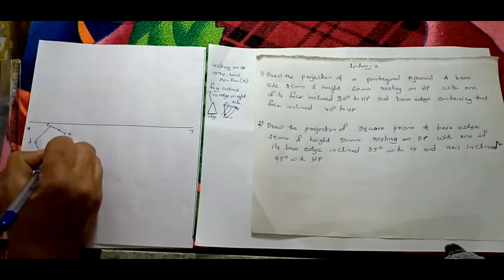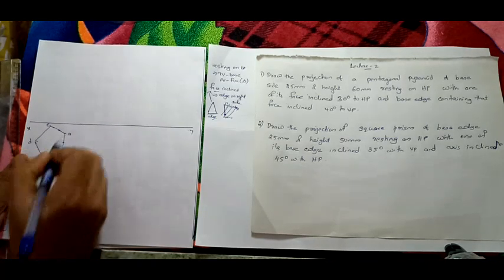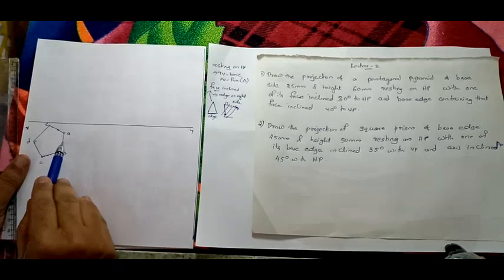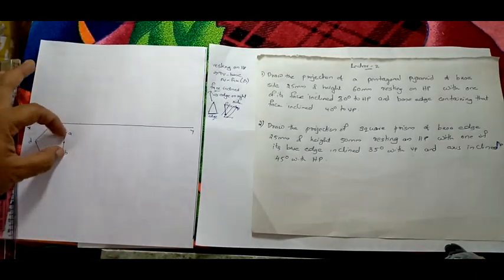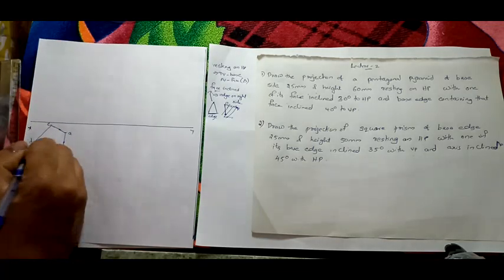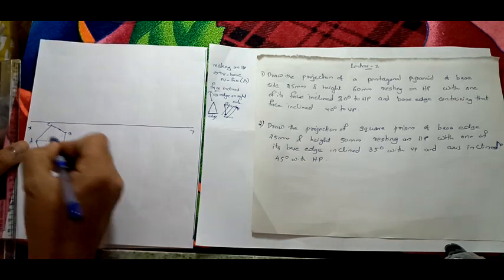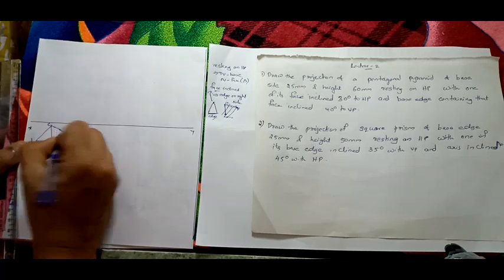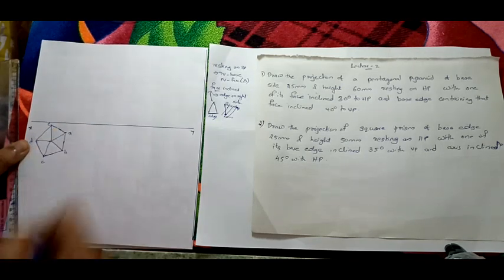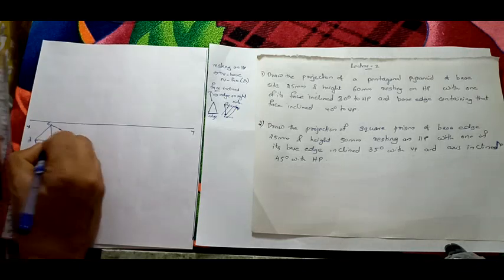So what will you do? Find the midpoint here. Find the midpoint of AB. Don't ask me how to find the midpoint. You can measure with the scale itself, right? From the scale you can find the midpoint. Then we will draw a line like this. Similarly, find the midpoint here. Draw a line from here. Join it and completely join to all the corners. And that will be your O and P.